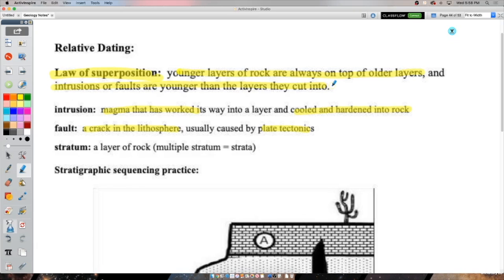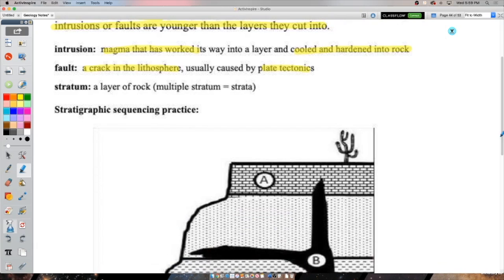Just like the grape juice event is younger than all the shirts that it stained. The shirts were already in the basket. Your sibling came, spilled grape juice, and that event is more recent. If you put another shirt in there, now that shirt is younger than the grape juice, and so it doesn't get that stain on it, right? So these events, these faults and intrusions that happen to layers, must be younger than the layers themselves. Important term here: a stratum is just a layer of rock, and if we have more than one, we call it strata.